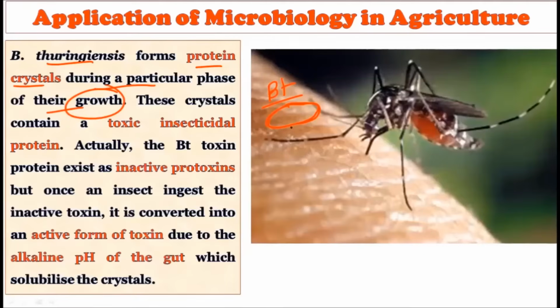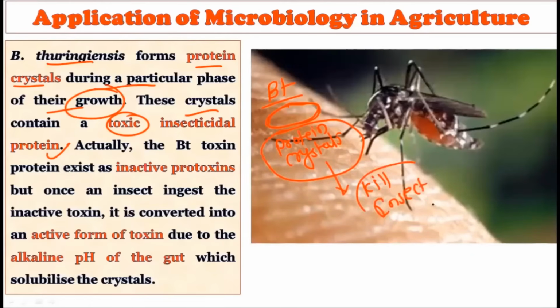Now this bacteria, during a particular phase in its life cycle, creates the protein crystals. These protein crystals are created by Bacillus thuringiensis during a particular phase of growth. Now these crystals contain the toxic insecticidal proteins. Okay, this protein is insecticidal, that means this protein has the ability to kill insects. This protein has the ability to kill any insect.